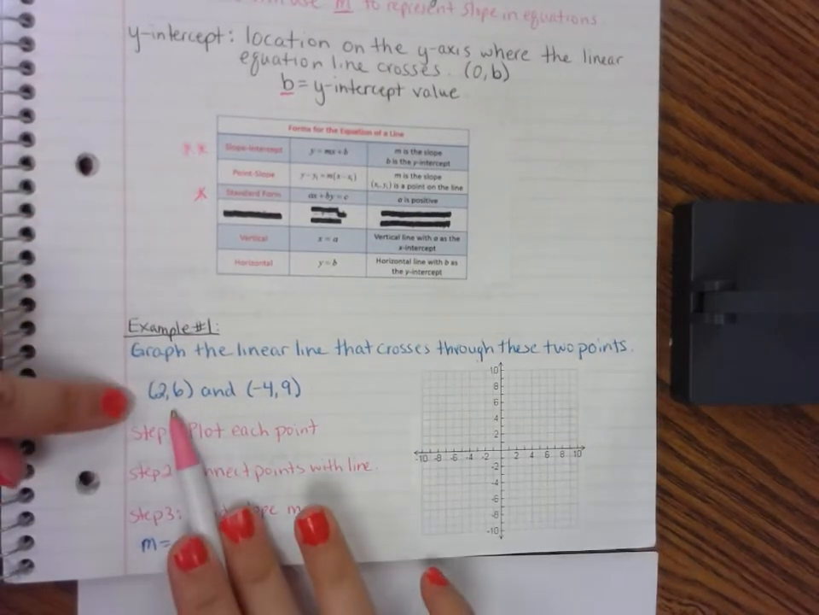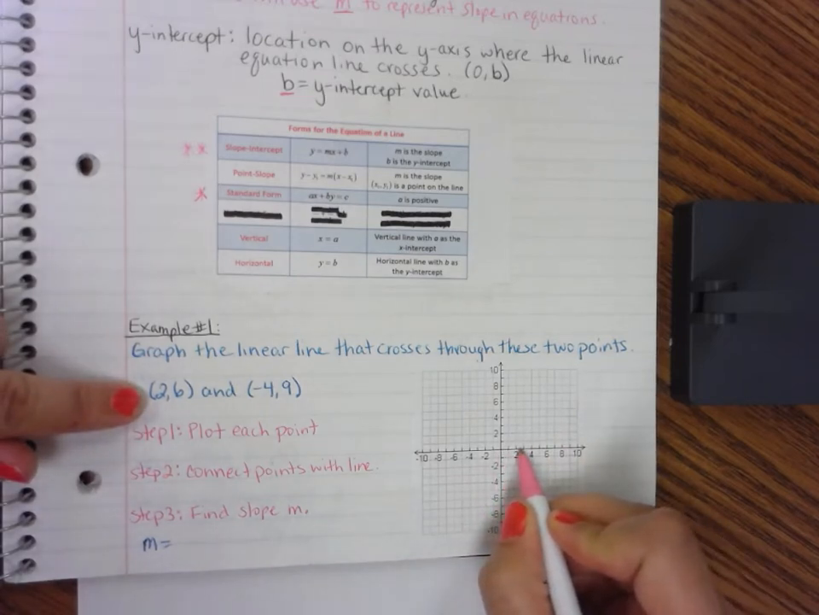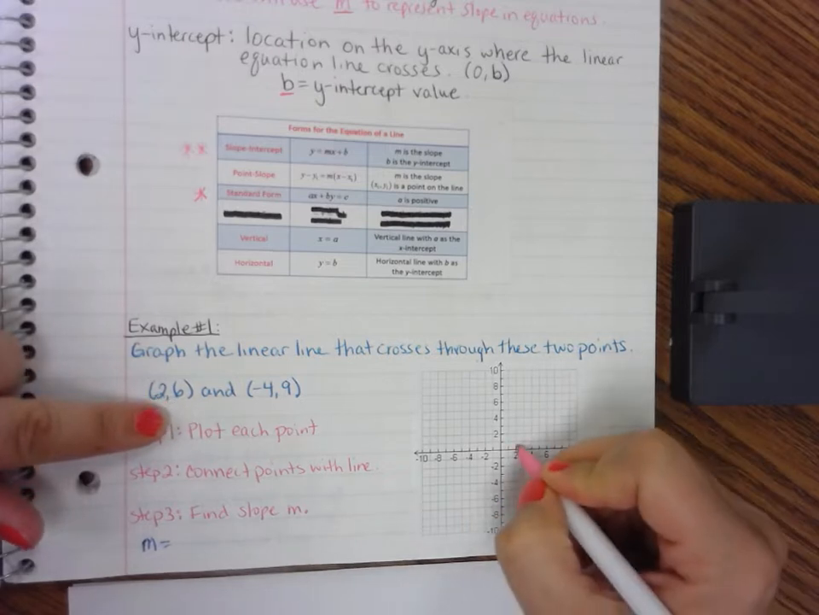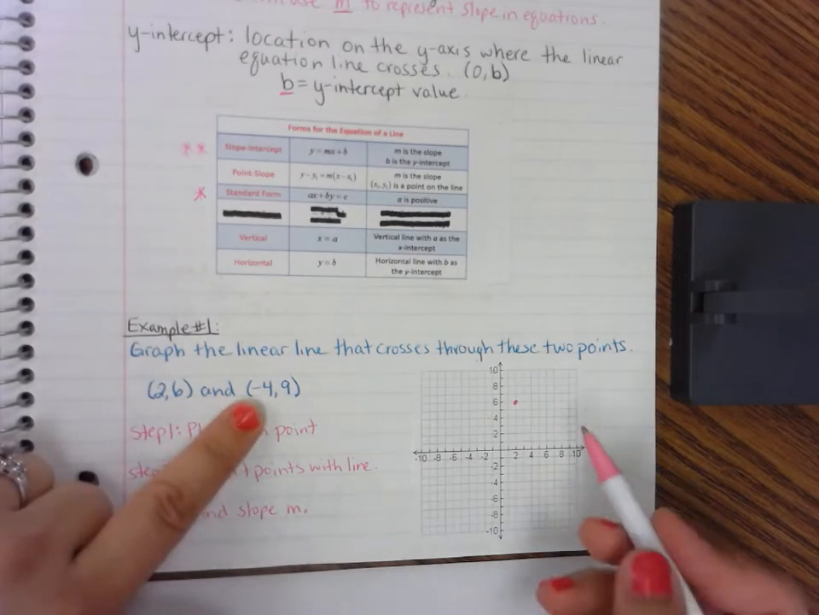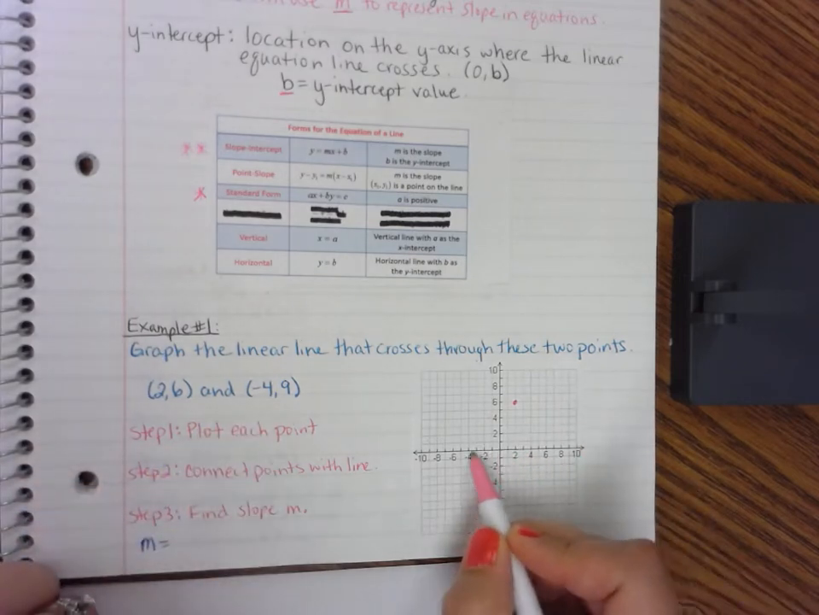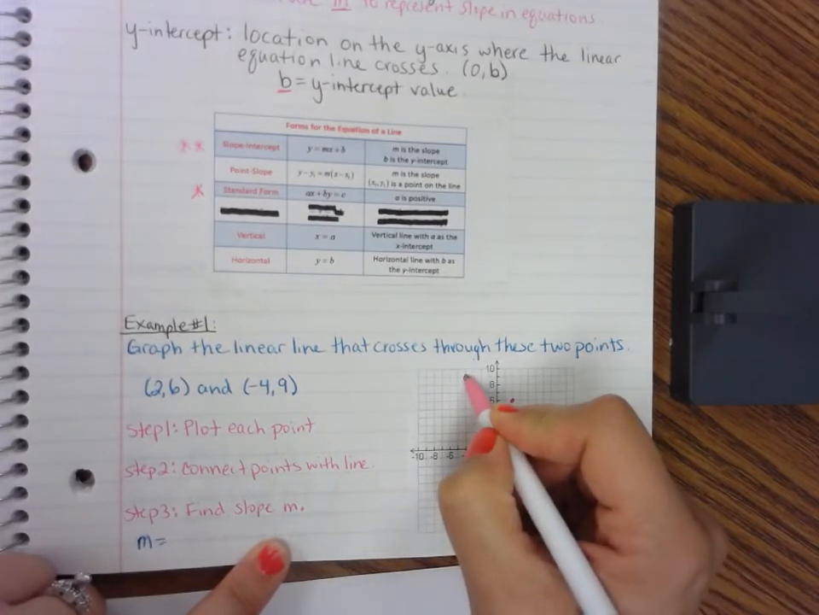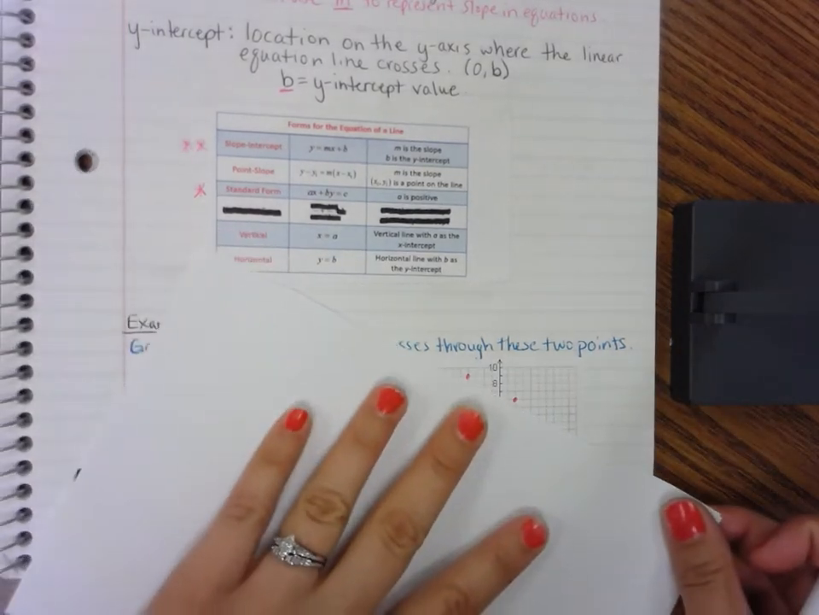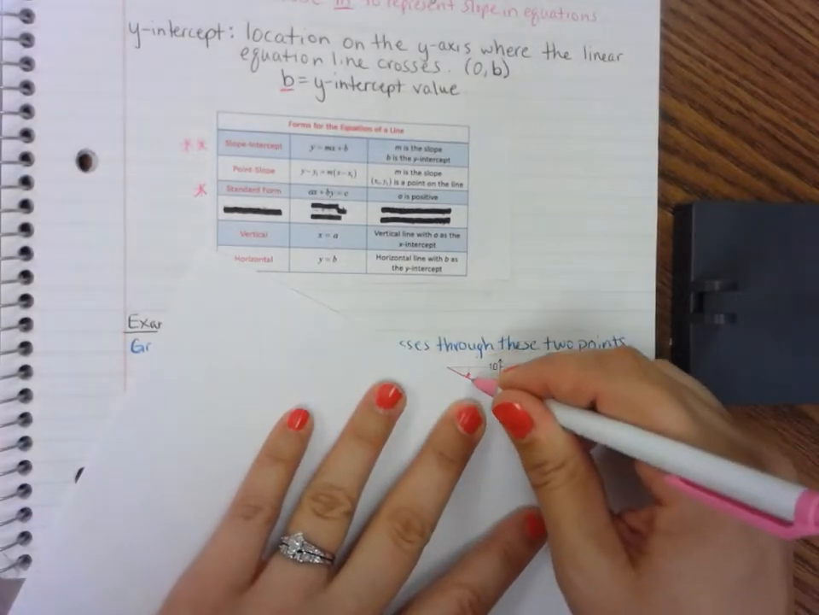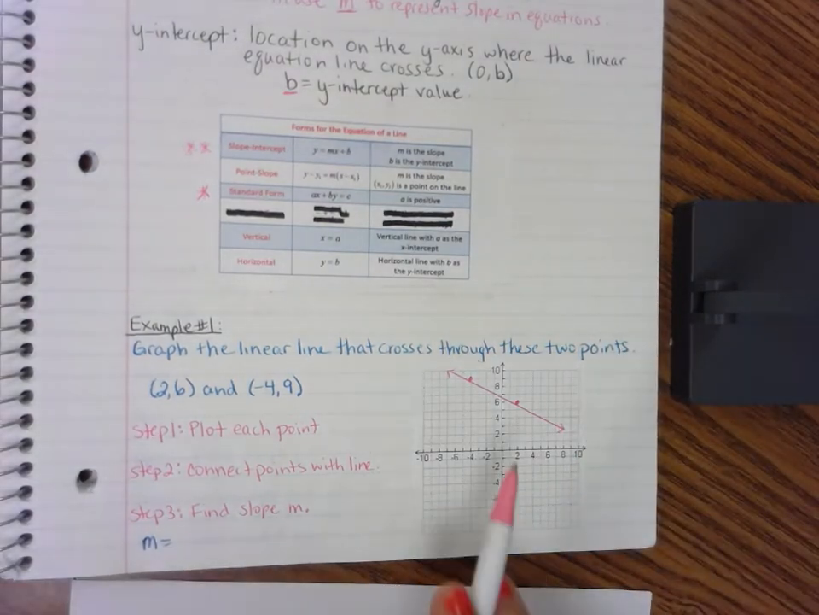So the first point we want to plot is (2, 6). The x is 2, so we're going to go to the right 2. And the y value is 6, so we're going to go up 6, and we're going to put a point here. The next point is (negative 4, 9). So we start at the origin, we go left 4, and the y value is 9, so we go up 9, and we plot our point. I'm going to connect my 2 points with a line. I'm going to use this paper to help me here. You can use a ruler if you need to. And now I have created a linear line that goes through those 2 points.